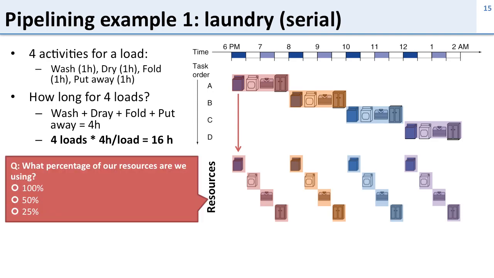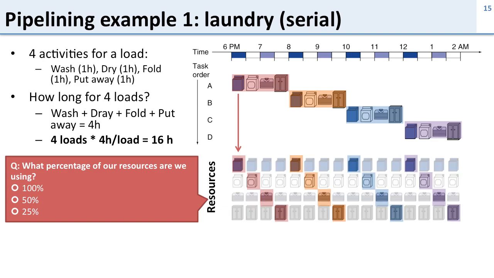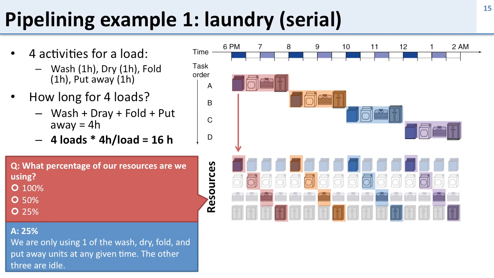Now a question, what percentage of our resources are we using here? Well, here's the total amount of resources we have, looking at every resource in every hour. And as you can see from this, we're only using 25%. So we're using 1 of each of these things at every time. The other 3 are idle. So the question here is, how can pipelining help? How can we use pipelining to do this more efficiently?